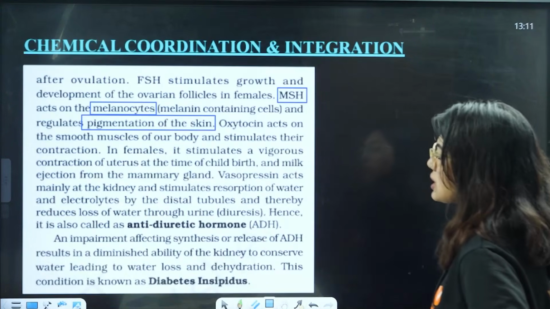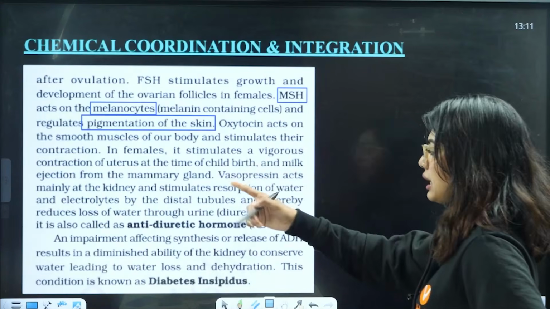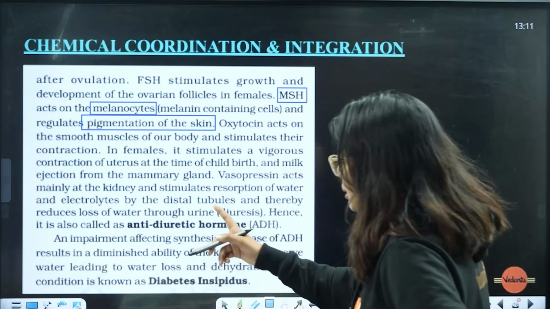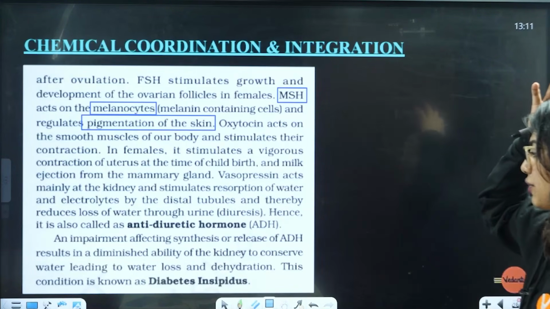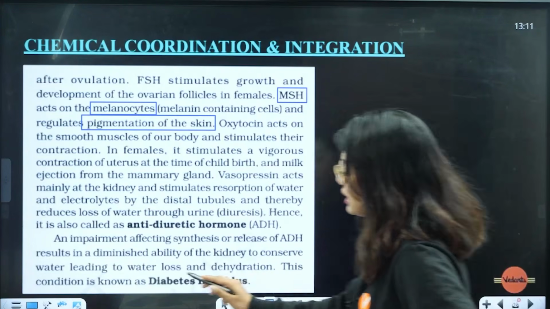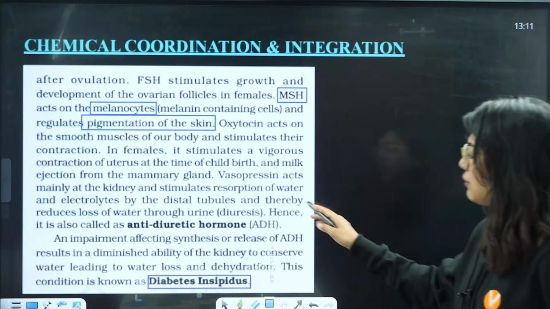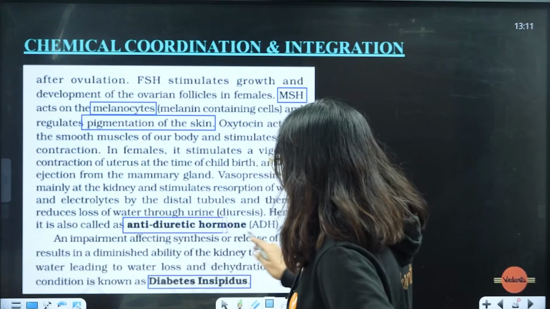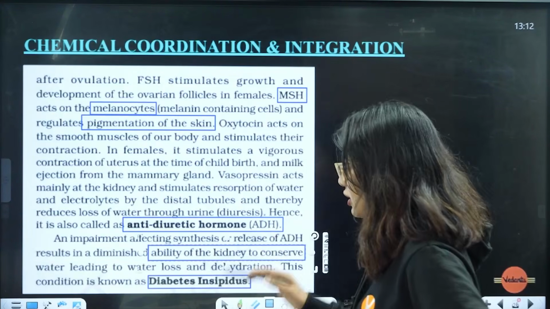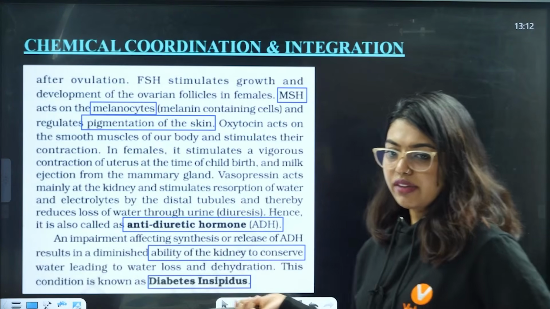Now oxytocin acts on smooth muscles of the body and helps in contraction. I already told you. It also stimulates milk ejection. Vasopressin acts mainly on the kidney. I told you, antidiuretic hormone. Impairment affecting the synthesis or release of ADH results in a diminished ability of the kidney to conserve water, leading to dehydration. This condition is called diabetes insipidus. So if ADH is affected, the ability of the kidney to conserve water will reduce, and that will lead to hypotonic urine and diabetes insipidus. Understood this?